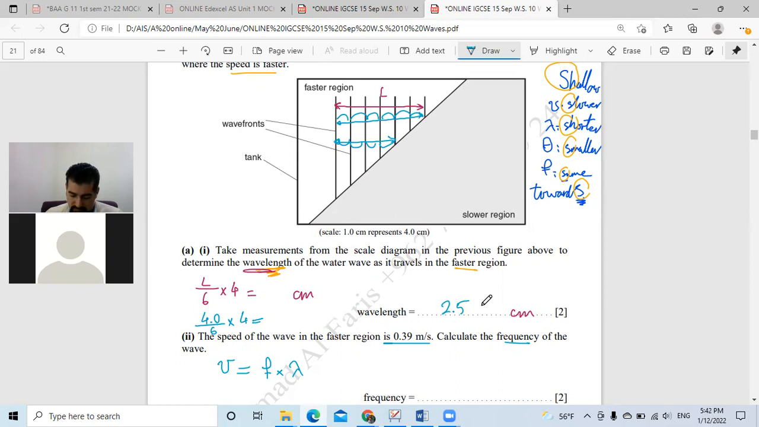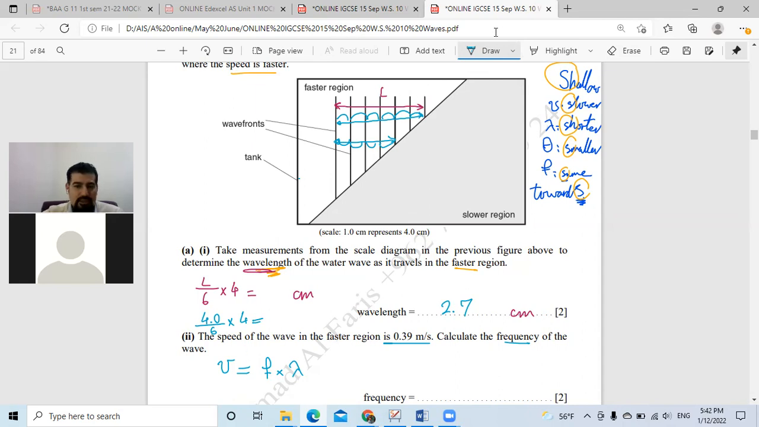4 times 4 divided by 6, and the answer is 2.7. It depends on the scale that you put. It doesn't matter. Good, okay. Now, next question. Why 4? Because they say that the scale here is 4. Each 1 centimeter represents 4 centimeters.